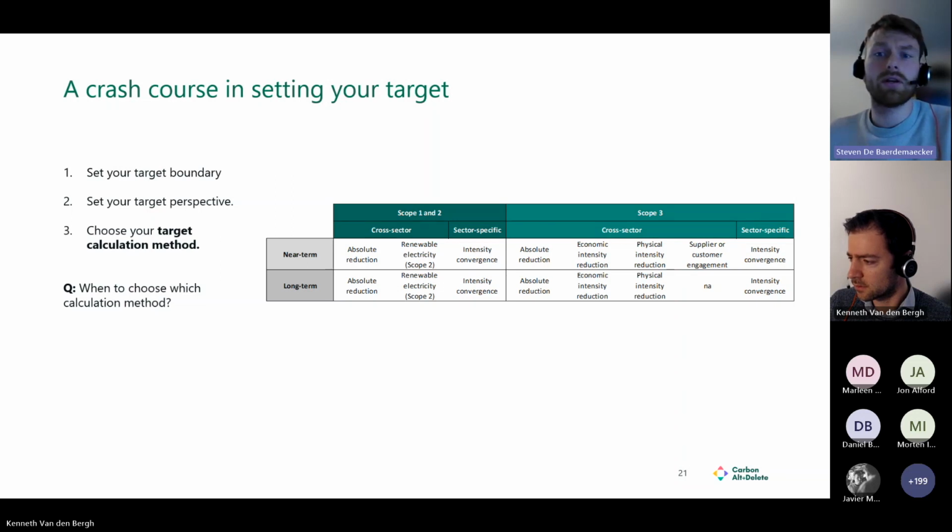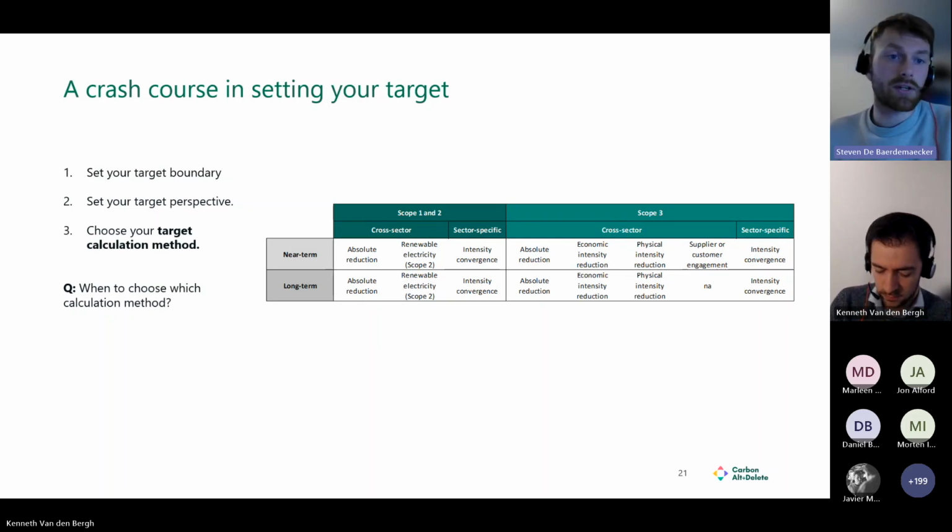And the same goes for the economic intensity. So that's really a difference with the intensity convergence. And again, a big difference between sector-specific intensity convergence and a cross-sector economic or physical intensity is that the sector-specific one has an intensity endpoint that is the same for all who use that sector-specific approach. For a cross-sector one, it's really a reduction percentage in the near term, 7%, for both economic and physical ones. And so you can end up with a different eventual intensity, which you will not have with the sector-specific one.